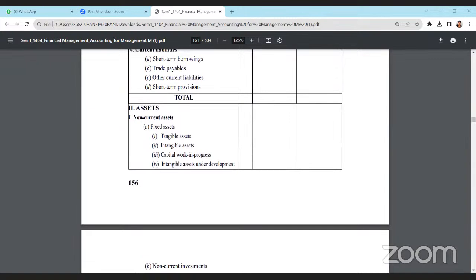Assets means where outsiders are due to the company or payable to the company or which belongs to the company are called assets. Current assets means which can be easily converted into cash within 12 months or 1 year. Non-current assets means which are with the company and which will give benefit to the company for a longer period. In non-current assets, we have fixed assets, under that again tangible and intangible.